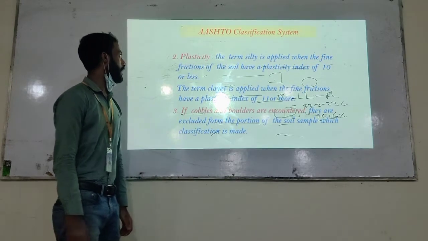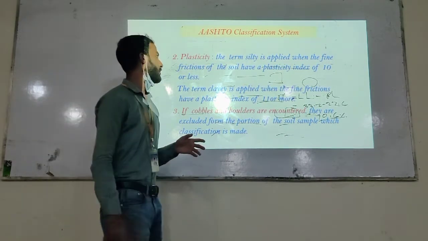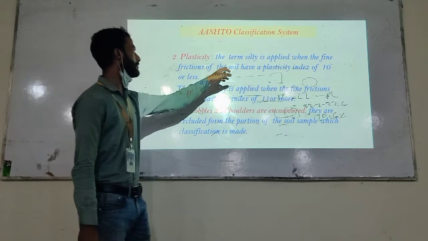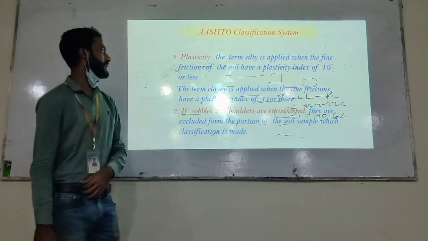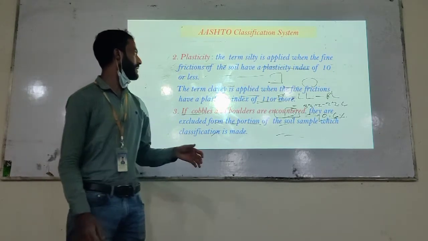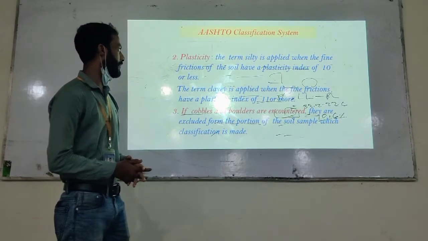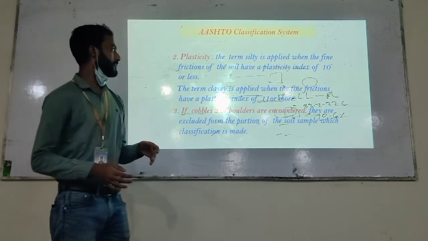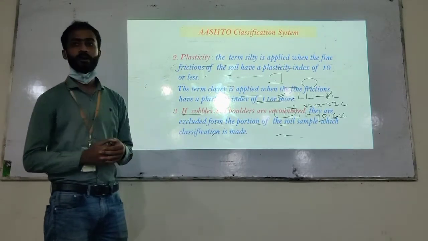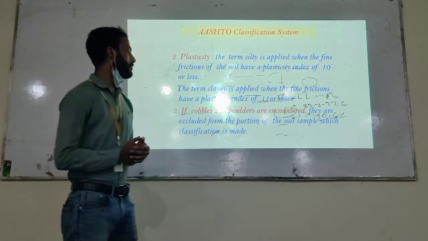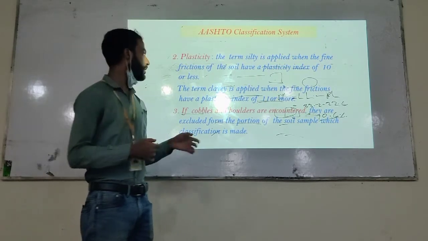Now I will discuss plasticity. We already have some ideas about plasticity. The term silt is applied when the fine fraction of the soil has a plasticity index of 10 or less. If its value is 10 or less, we call it silt, and if its value is 11 or more, then we call it clay.